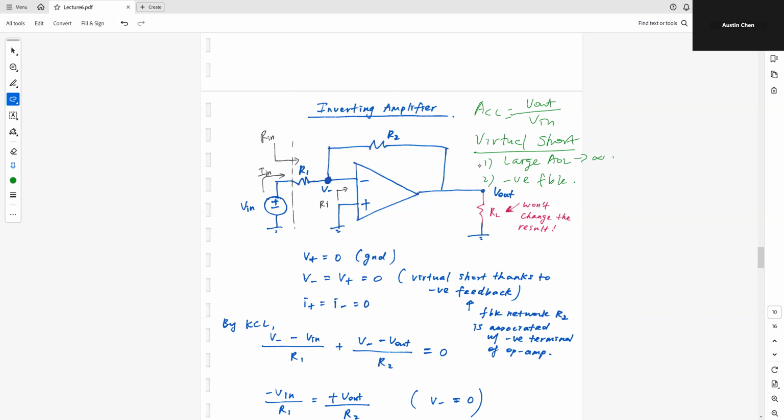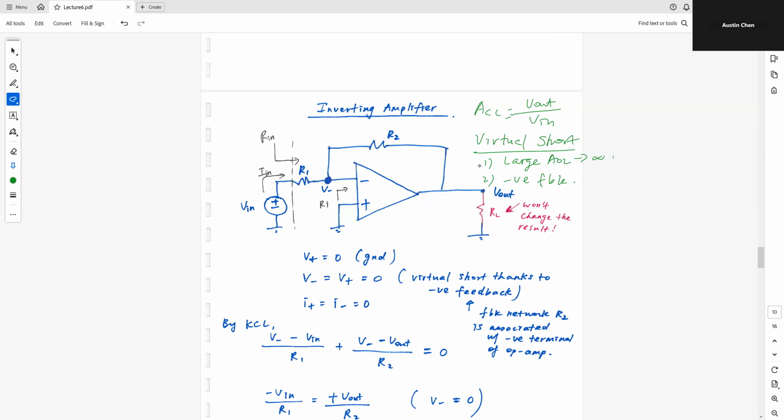Okay, so first of all, do we have large AOL? Do we have AOL that goes to infinity? This is one intrinsic assumption that we will say yes to. Simply because this is an introductory course, we assume that we'll be working with an ideal op-amp.